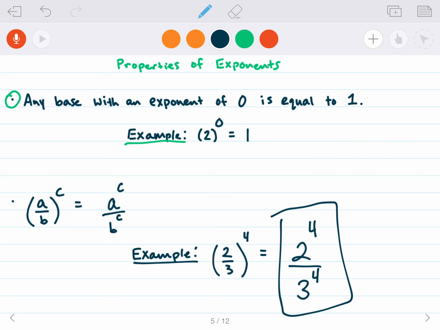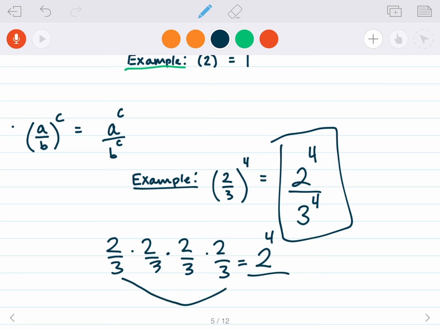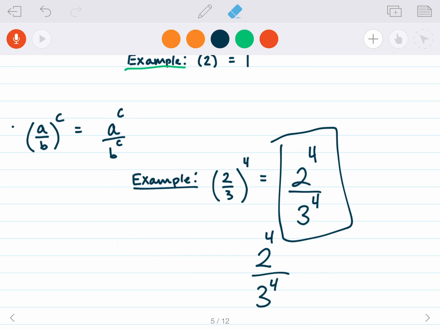Now, another way that you can see that is if we take 2 over 3 and multiply it by itself 4 times, that's what this means. It says, hey, take the base, multiply it by itself 4 times. That's the definition of an exponent. We get this, right? Well, look on top. 2 times 2 times 2 times 2 is base 2 raised to the power 4. That's 2 times itself 4 times. And on bottom, we have base 3 multiplied by itself 4 times. So that's 3 to the 4th. So that's how we get that. So that's one other property that we have of exponents.